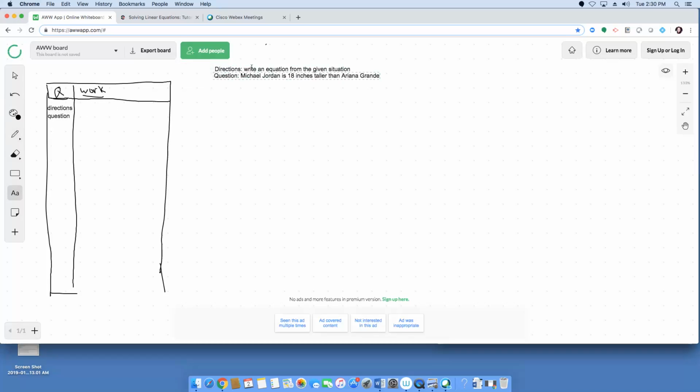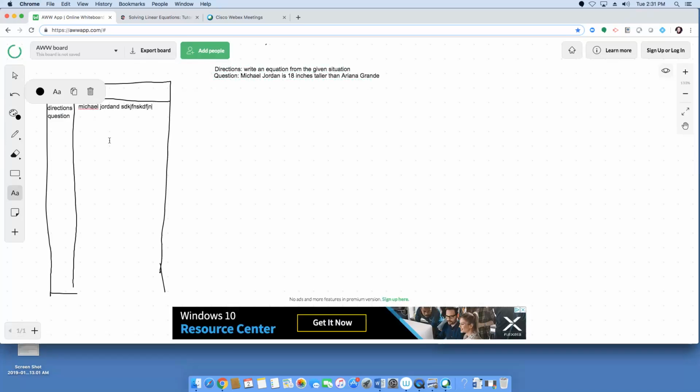So I would go ahead and rewrite this whole thing over here. And people that are doing Google Docs, go ahead and retype it on this side. Michael Jordan is 18 inches taller than Ariana Grande. So when you have it on this side, now let's go ahead and break this down. So our first step, step 1. Right over here is where you should put the work.